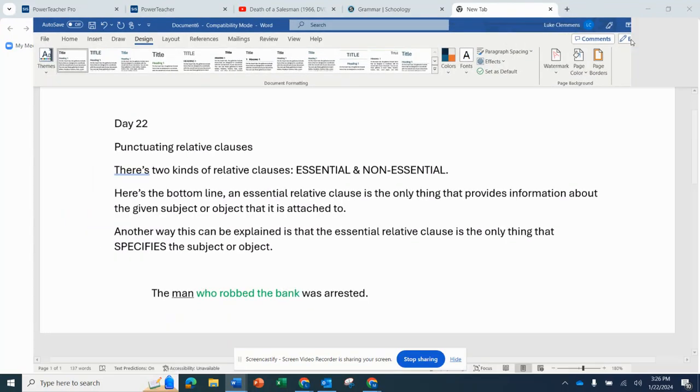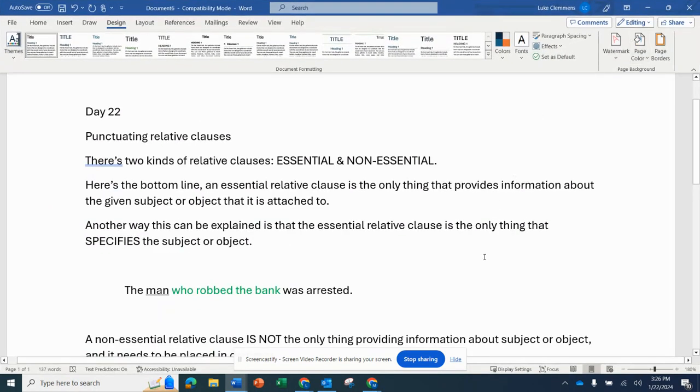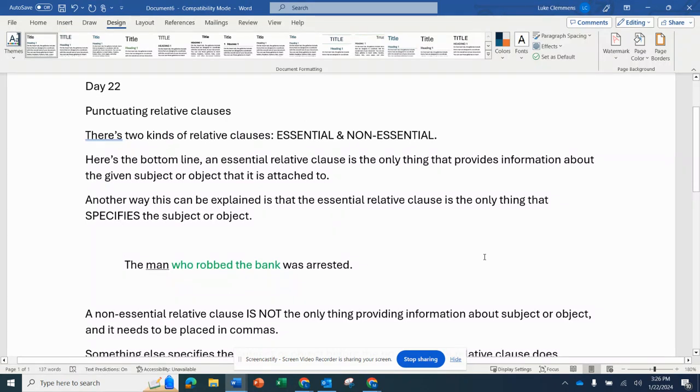All right, everyone, this is it. Day 22, last day of grammar for semester 1. Okay, today we're going to be talking about punctuating relative clauses. So, this pretty much boils down to understanding that there's two kinds of relative clauses, essential and non essential.